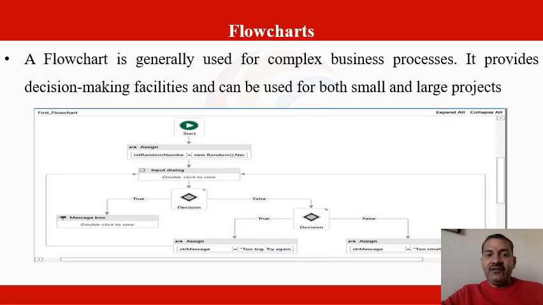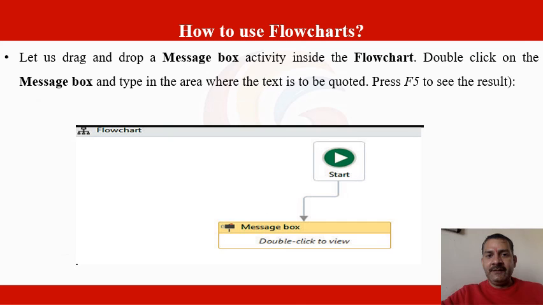A flowchart is generally used for a complex business process. I have already told you, for a medium or moderately complex business process, you can use the flowchart. It provides decision-making facility and can be used for both small as well as large projects. This is all about the snapshot of your flowchart. You are already familiar with these types of flowcharts, right?